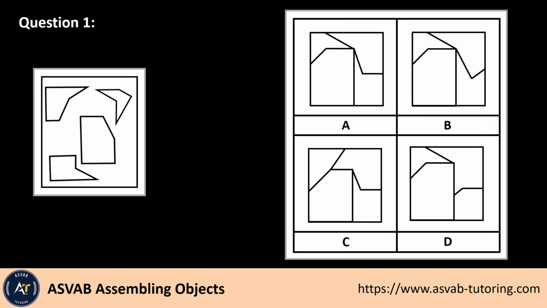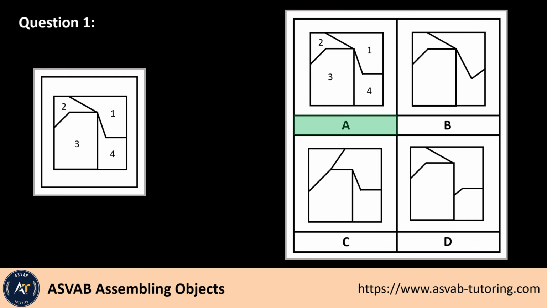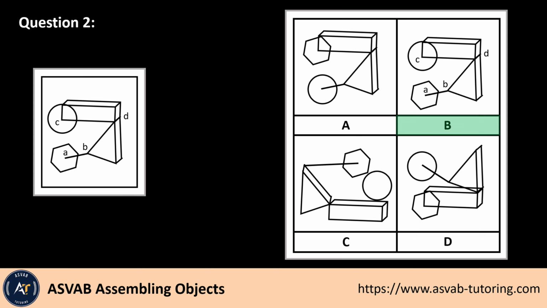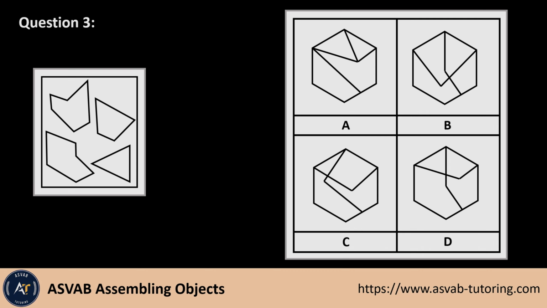Question 1. The similar shapes are indicated by the same numbers. The answer is A. Question 2. The shapes are shown by the letters where they join together. The answer is B.